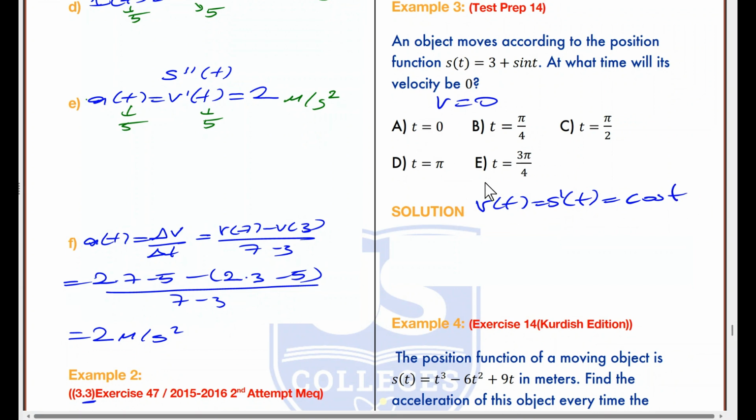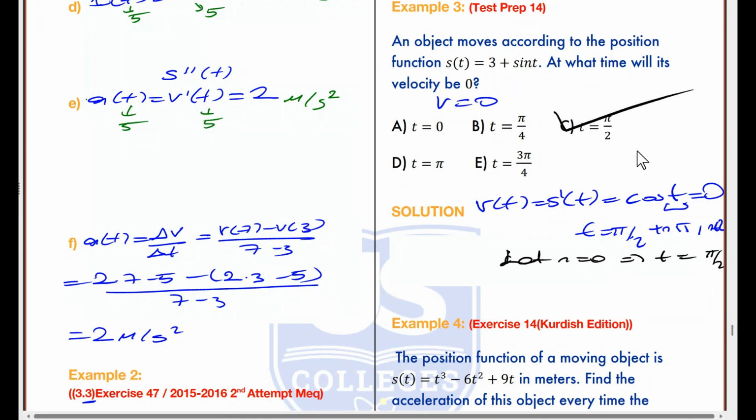So we want our velocity to be zero. So when the cosine function is equal to zero, what's the angle? The angle is pi over 2 plus n pi, where n is an integer. You can use that idea. You can give some values to n, like let n be 0. Then what will t be? 0 plus pi over 2, option C.